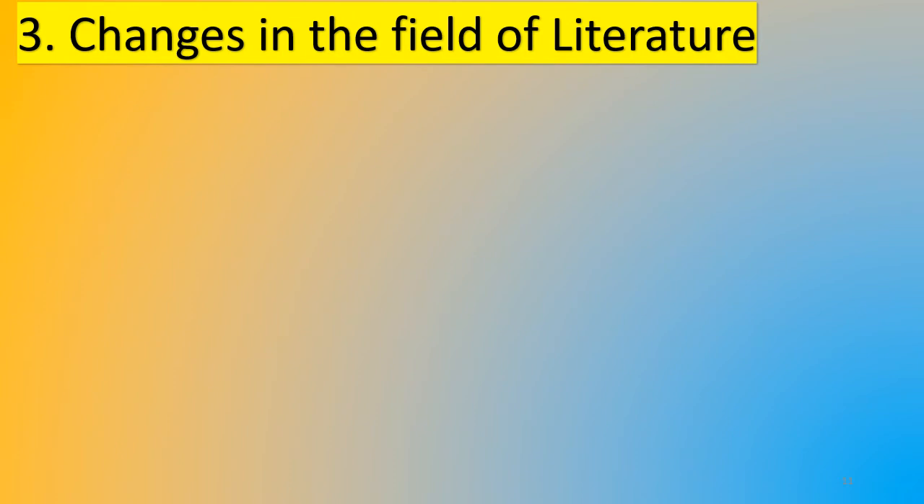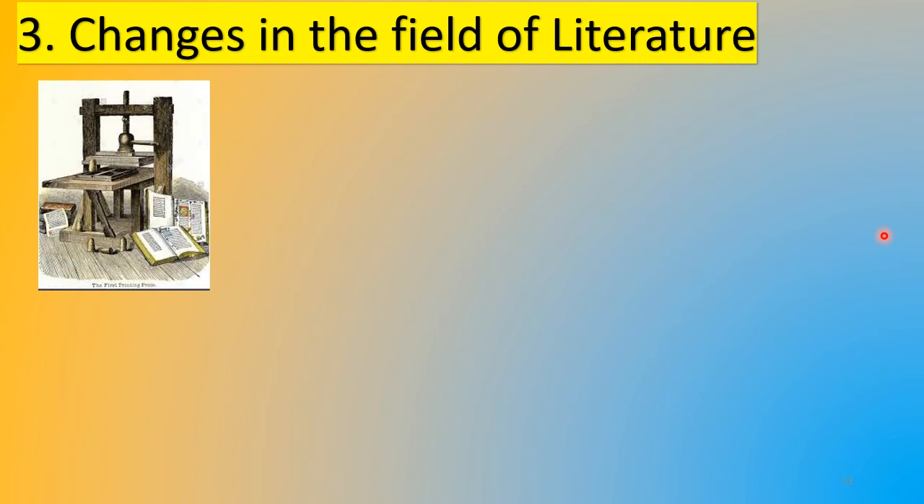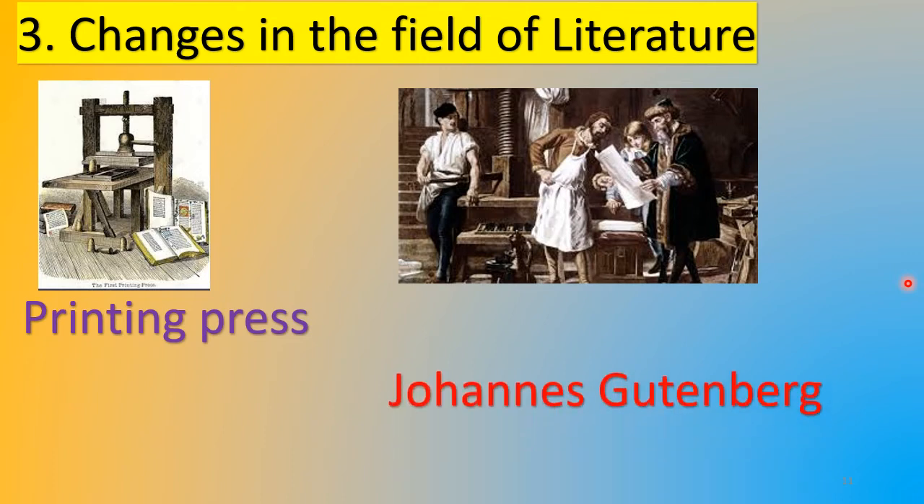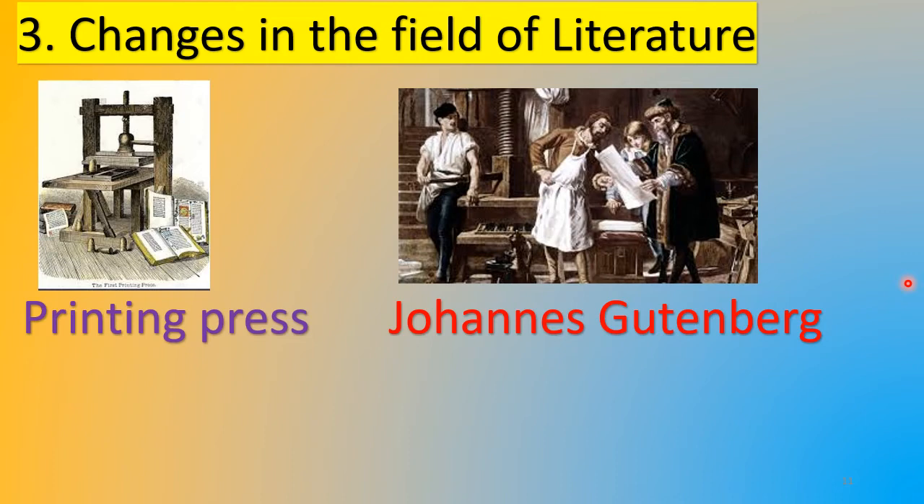Now we will see the third change, that is changes in the field of literature. Children, what is the term literature? What do you mean by literature? Let's see. Children, what is this picture? This is the printing press. And do you know this printing press was invented by whom? This printing press was invented by Johannes Gutenberg. He was from Germany who had discovered the printing press.